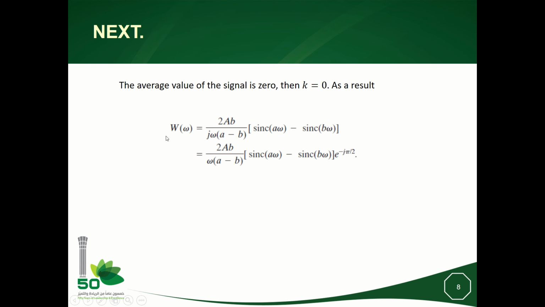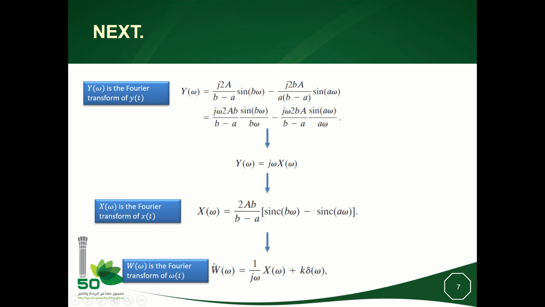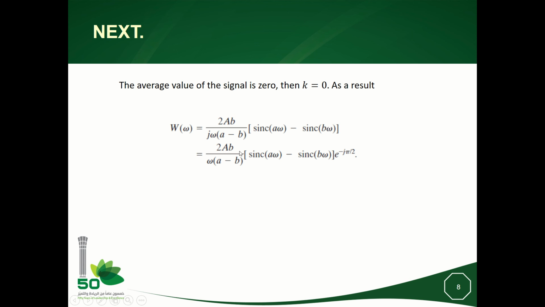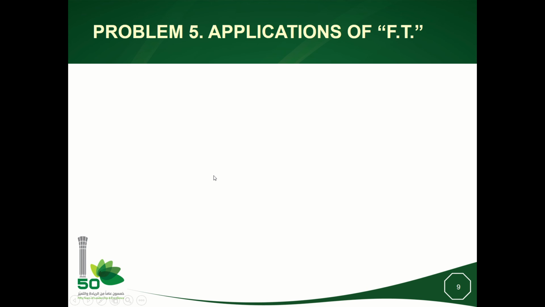But I also have an average value equal to 0. This is why I can restrict myself to this term only. It means the Fourier transform of the original signal will be X of omega, which is this term, divided by j omega, which gives these results.